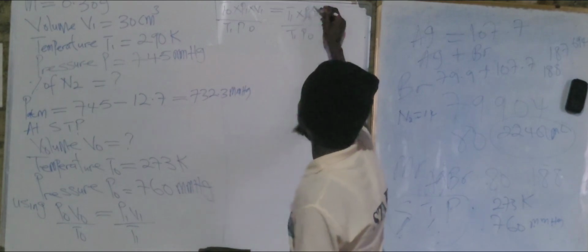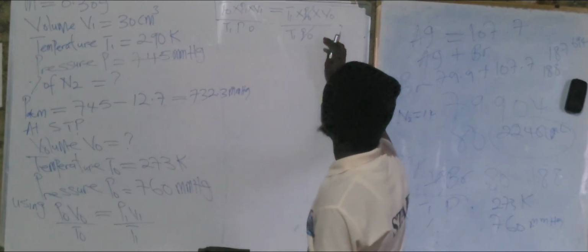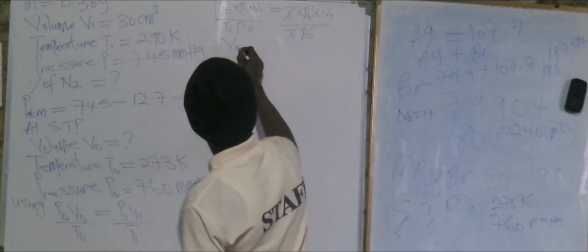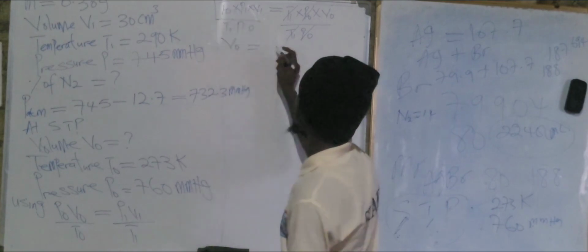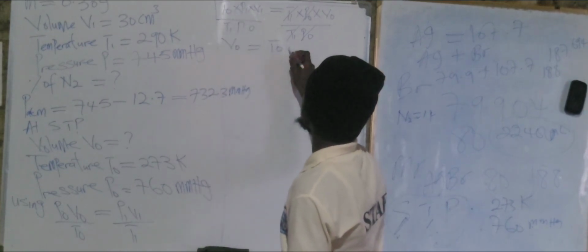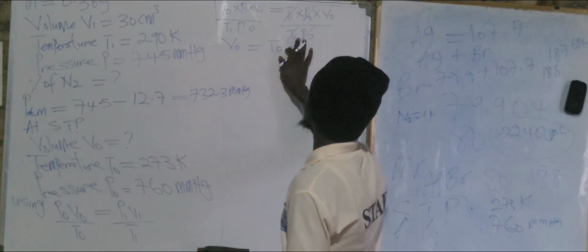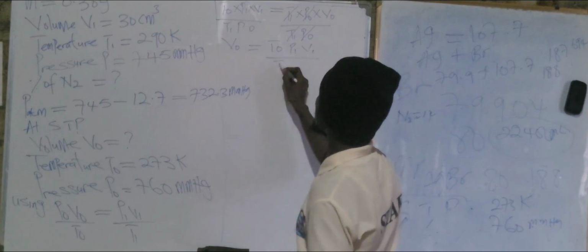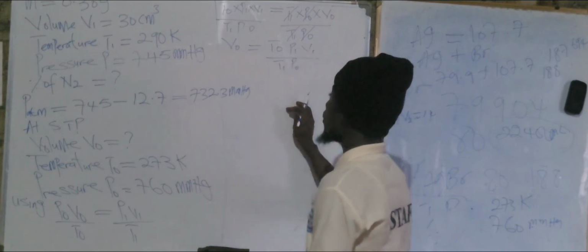What do you observe here? This and this will reduce to 1. This and this will also reduce to 1. What are we left with now? V0 is now equal to T0, P1, V1, all upon T1, P0. Are we clear?